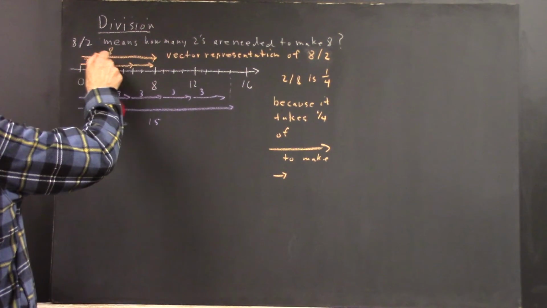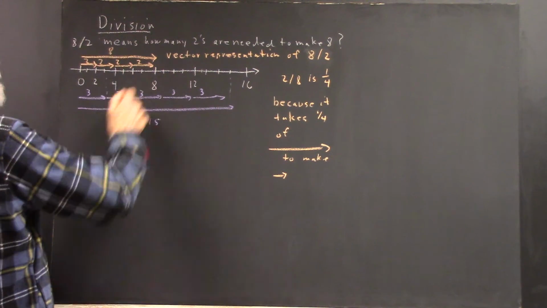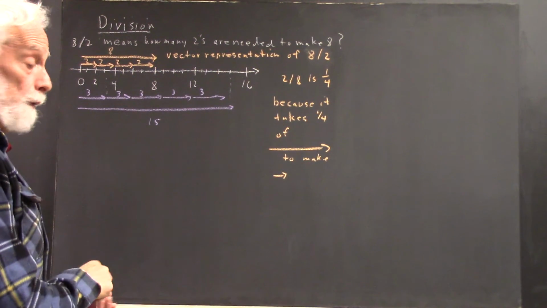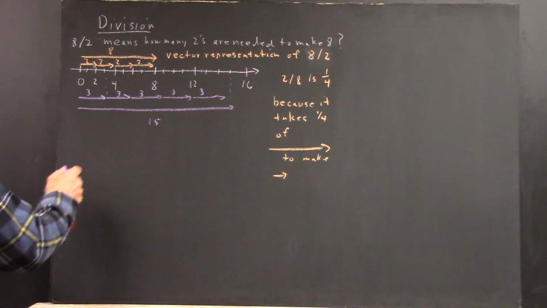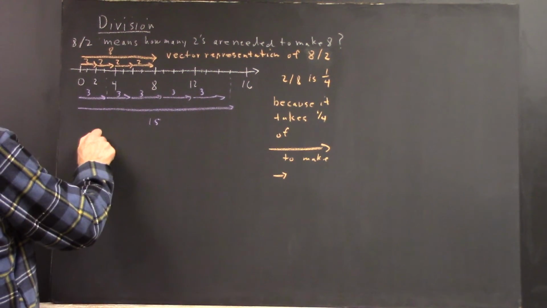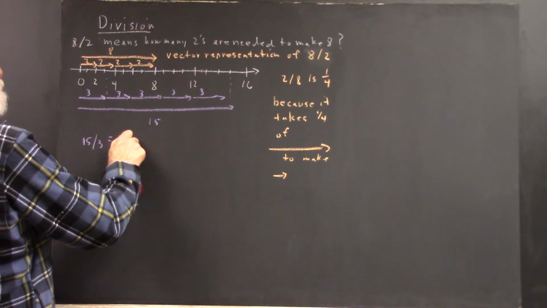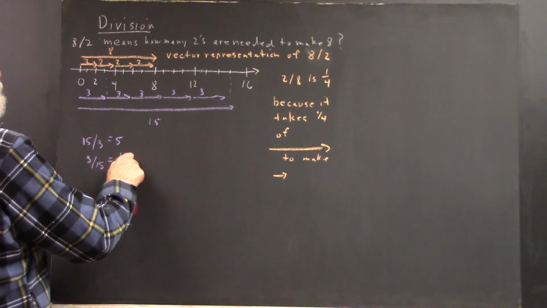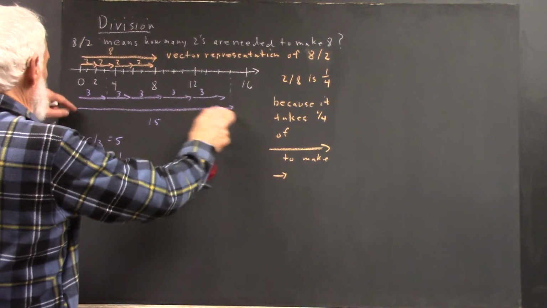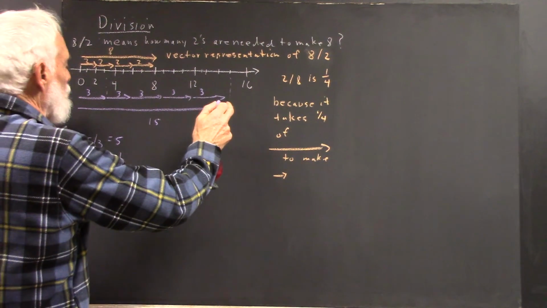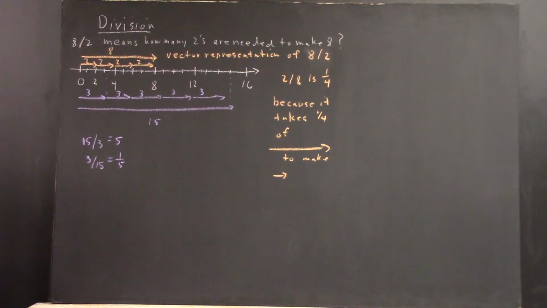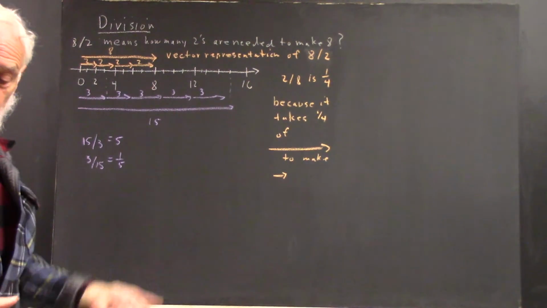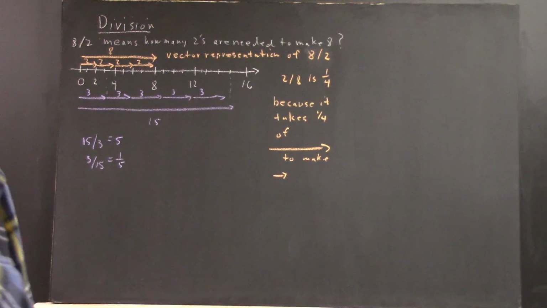It's very useful to have this sort of picture in mind when you're doing a division, when you're thinking about a division. So we see that 15 over 3 equals 5, and also that 3 over 15 is 1/5, because if we divide 3 by 15, that means it takes 1/5 of this to make this. Okay, so I totally recommend that you think in terms of arrows and number lines when you're thinking about what division means.